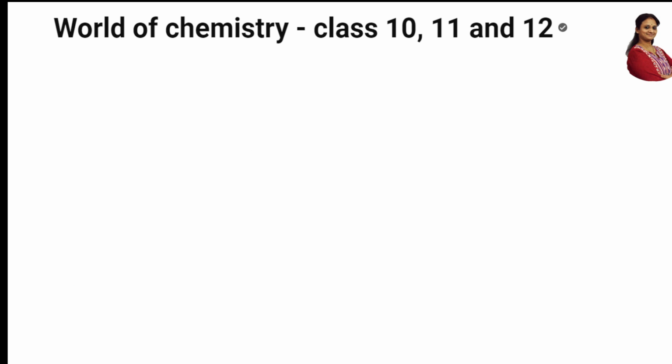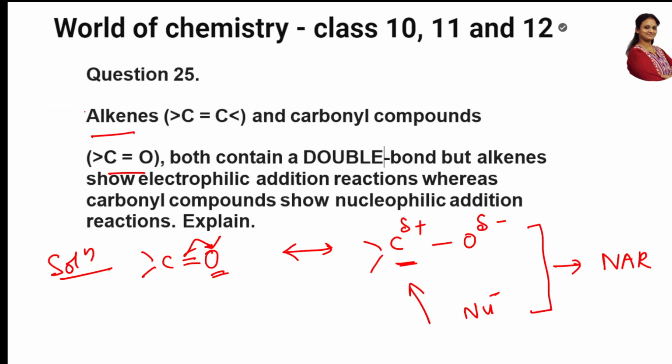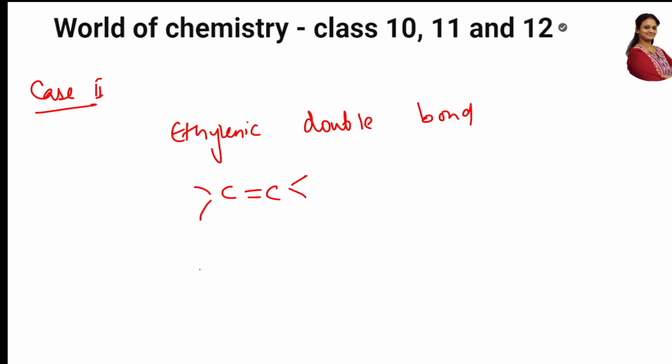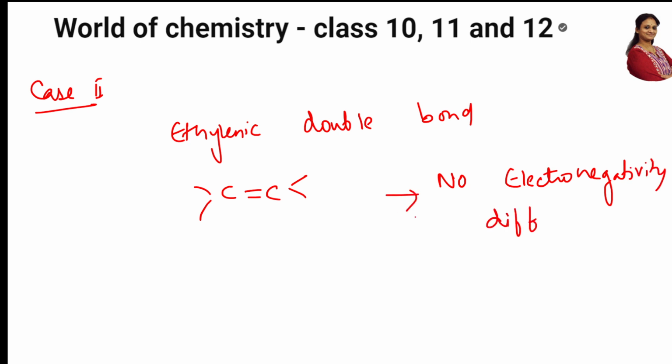Now let us go to the next case. Case 1 I have taken, case 2 is alkenes. Ethylenic double bond means it is C double bond C. So in ethylenic double bond, C double bond C, is it polar? There is no electronegativity difference because both are the same atoms. So, no polarity.